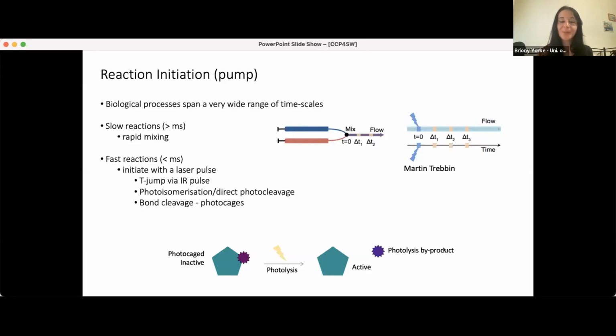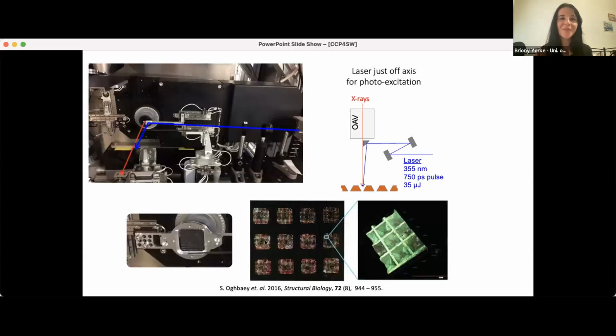What is the photolysis byproduct? Is it going to interact with the crystal? Is it going to change the pH? Is it going to affect that enzymatic reaction that we're interested in looking at? So these are all important considerations that people are now working hard to address.